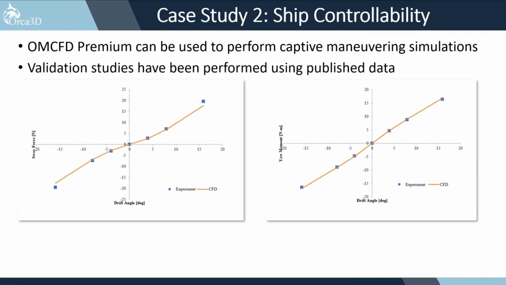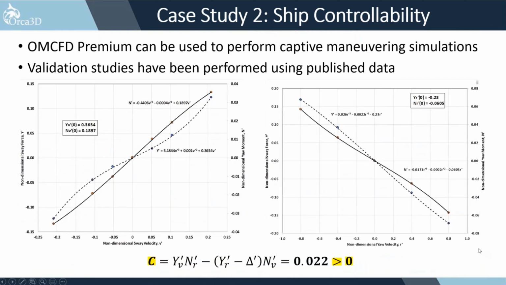Of course, we want to make sure we validate these types of analyses. So we've performed various validation studies. These show the sway force measurements from experiments compared to CFD and the yaw moment measurements compared to CFD, and you can see very good agreement. When we do this analysis on our own, each one of these dots corresponds to a different drift angle, or over here to a different radius.